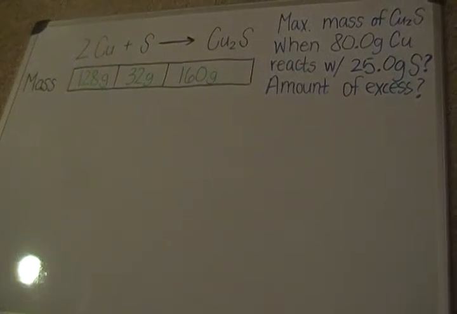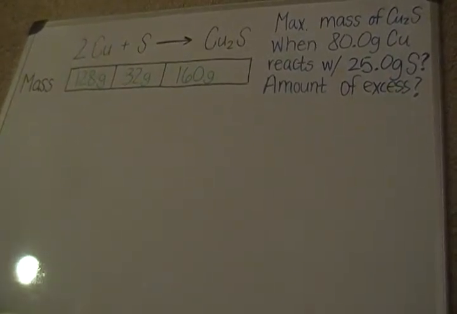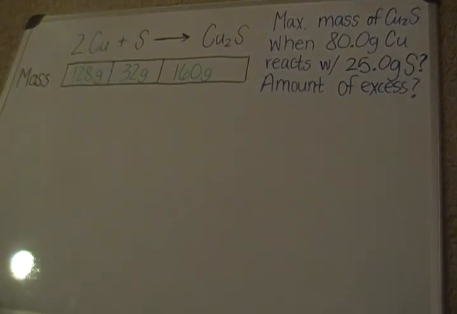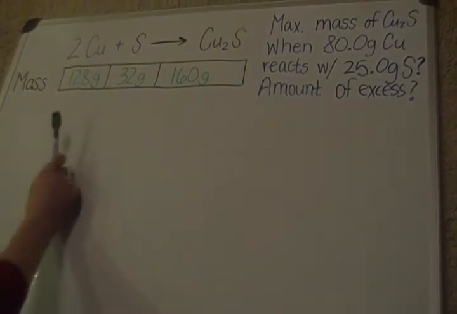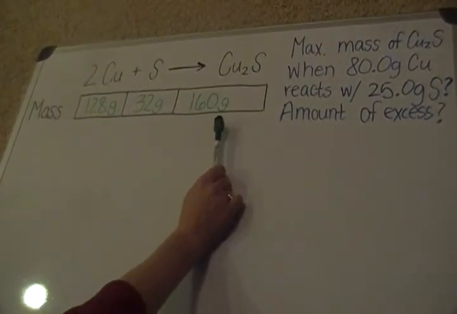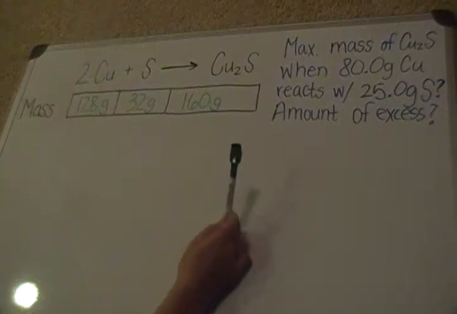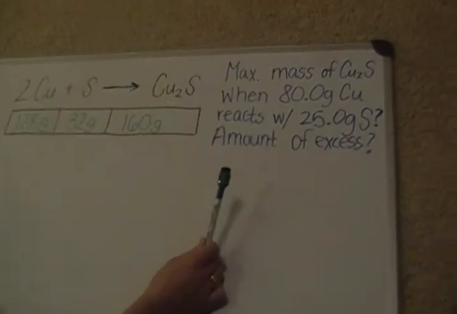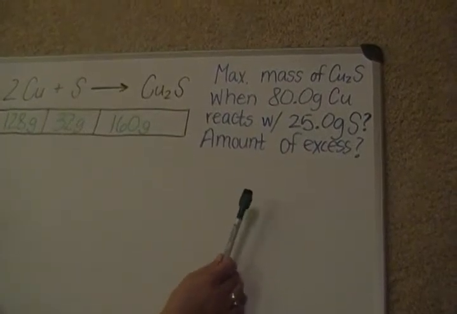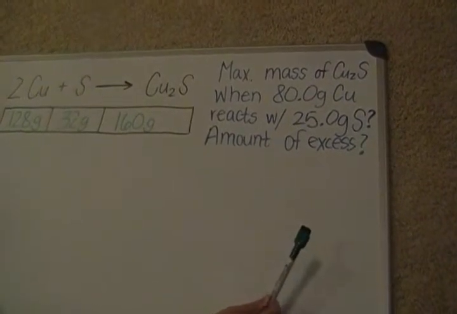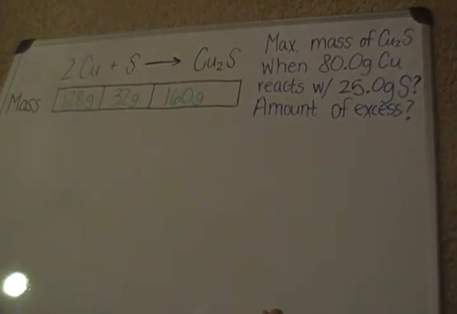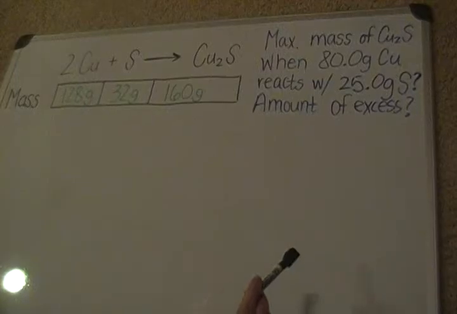All right, so not all limiting reagent problems are as simple as working with cheese sandwiches. In this example, I have a balanced chemical equation: 2 moles of copper plus 1 mole of sulfur yields 1 mole of copper 1 sulfide. And I'm being asked to find the maximum mass of copper 1 sulfide when 80.0 grams of copper reacts with 25.0 grams of sulfur. I'm going to identify my limiting reagent, my excess reagent, and also the amount of excess.